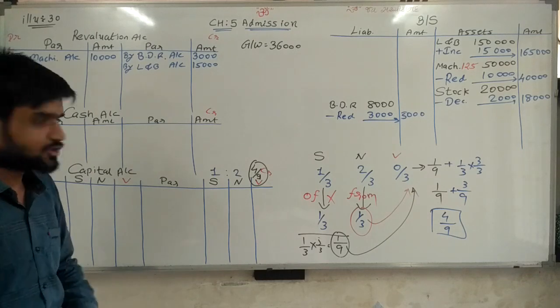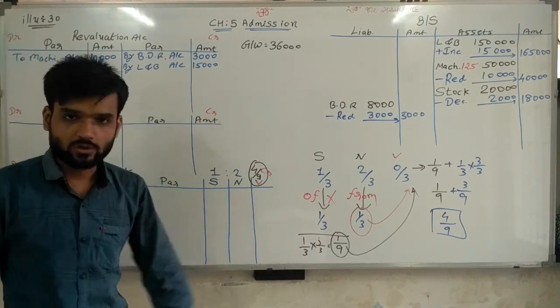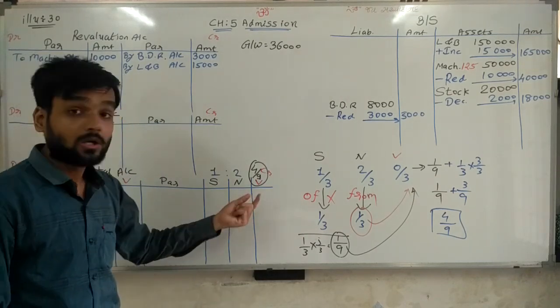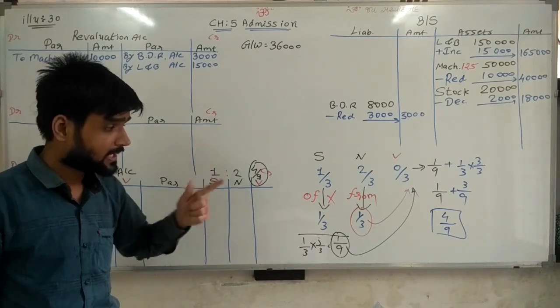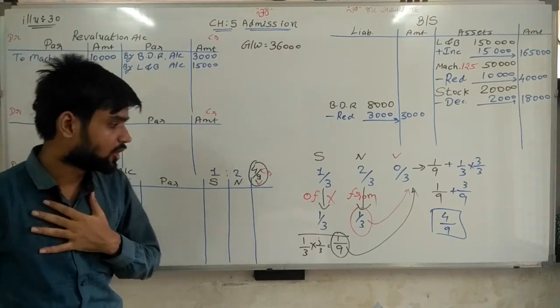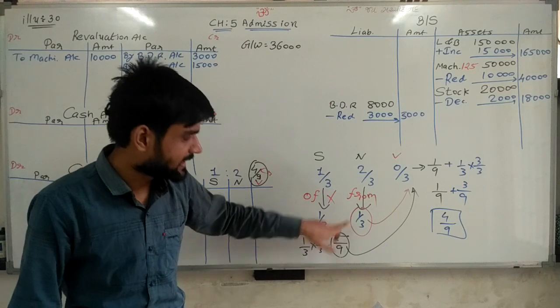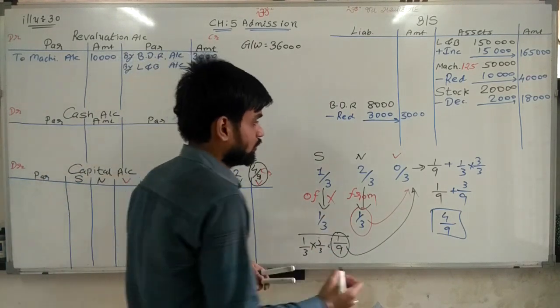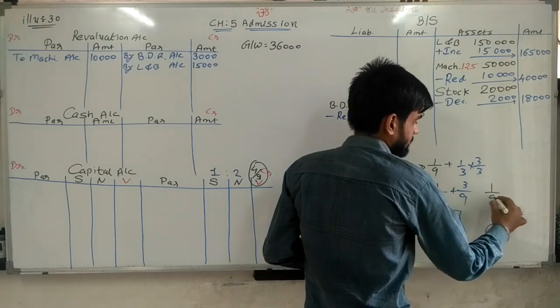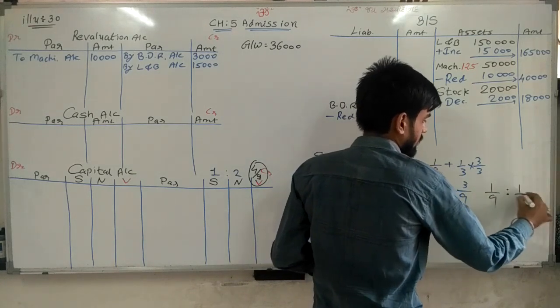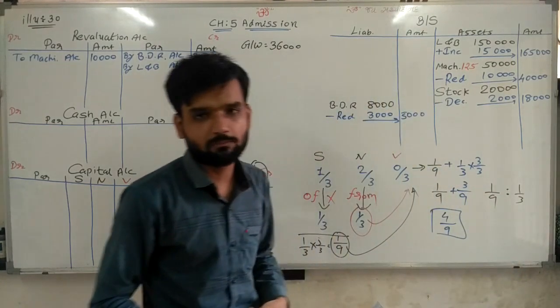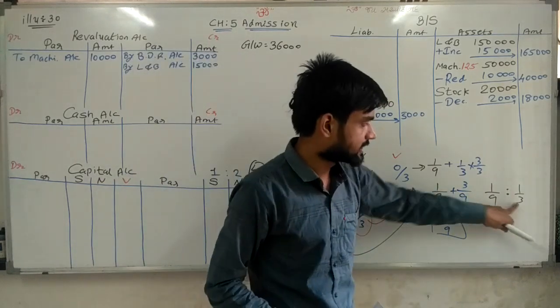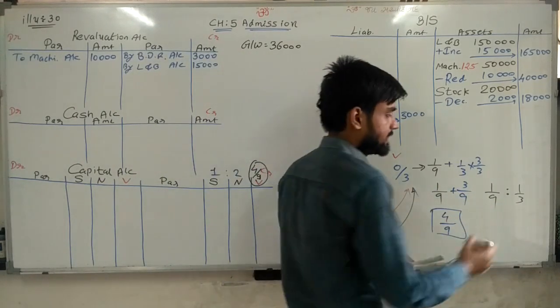4/9 is the ratio of Vijay. So now we have the share of Vijay, and we also have the sacrifice ratio: 1/9 and 1/3. Again, we cannot compare directly. Here it is 3, here it is 9, so make it the same.